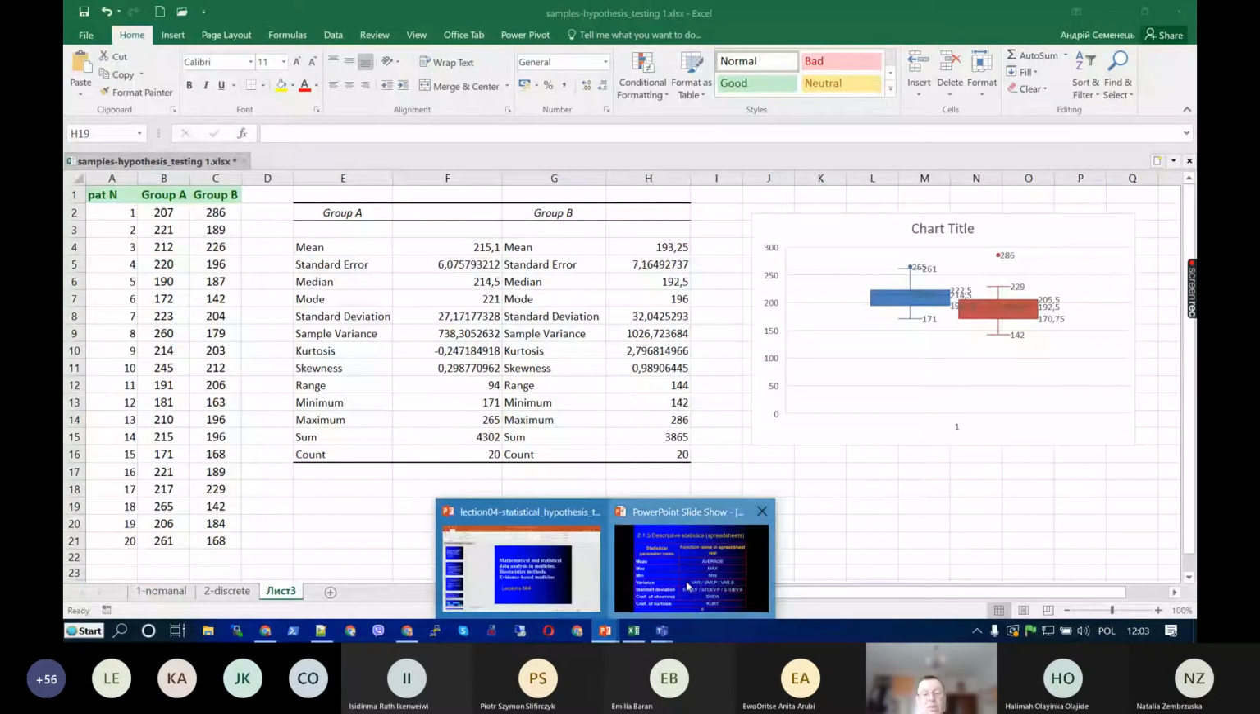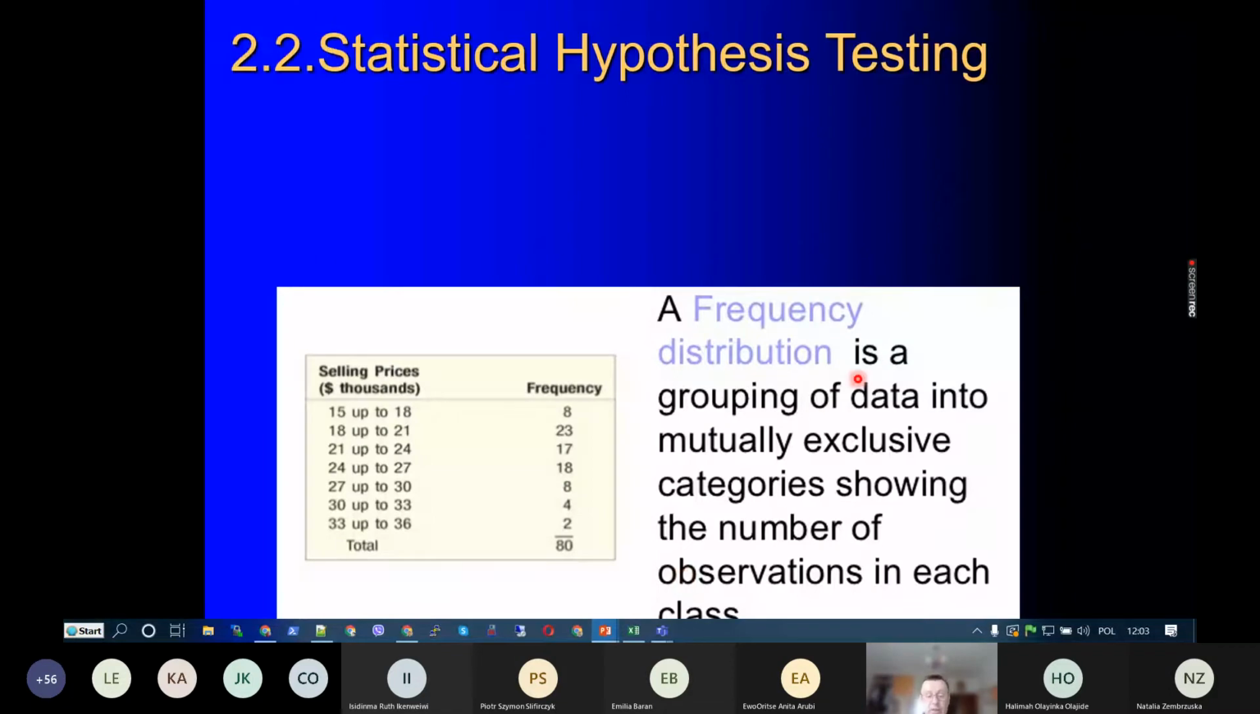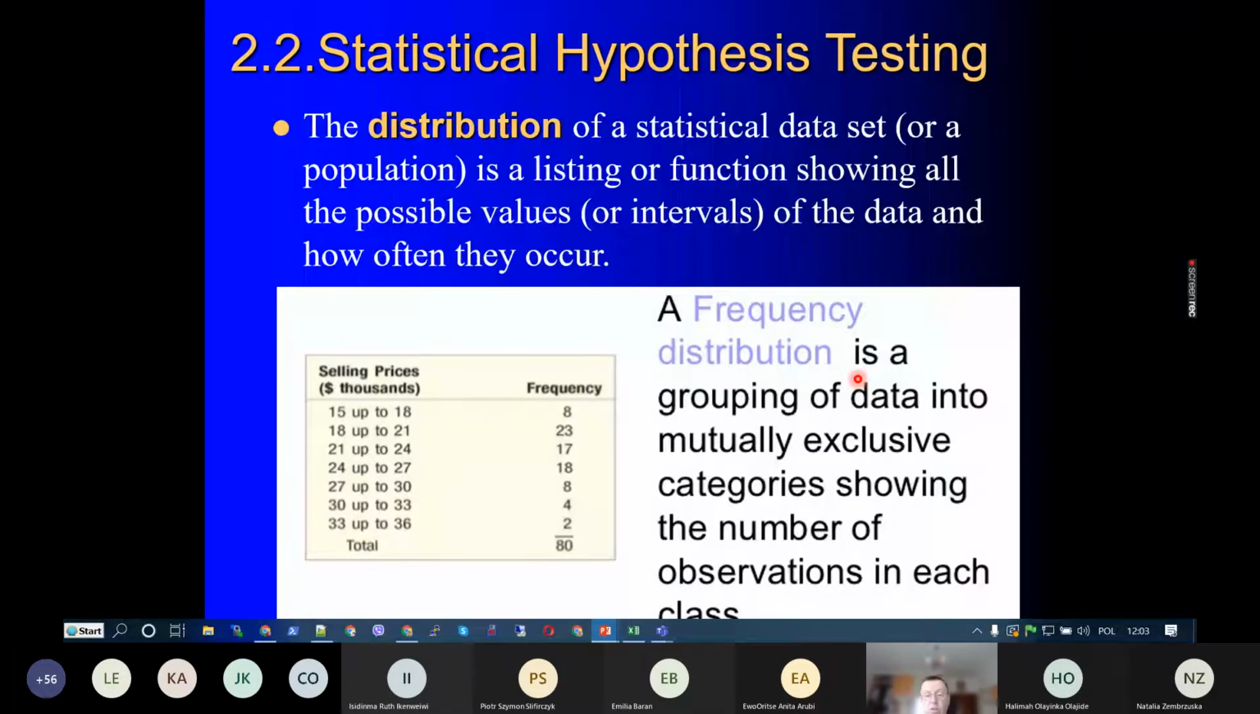Let's continue and move into hypothesis testing. And here is the point to define what distribution and frequency distribution are, and so on. Distribution of a statistical data set is a listing or function that shows all possible value intervals of data and how often they occur. In this case, we assume that our independent variable is discrete or continuous. And frequency distribution is grouping data in multiple categories showing the number of observations in each class. So here we split our observations into ranges, and we show how often cases fall into a specific range.